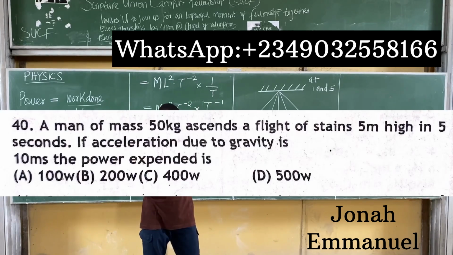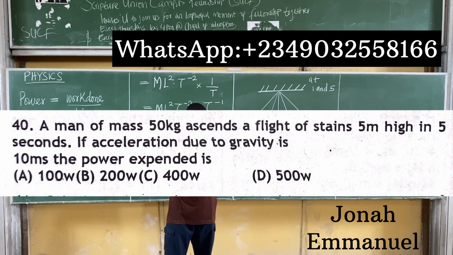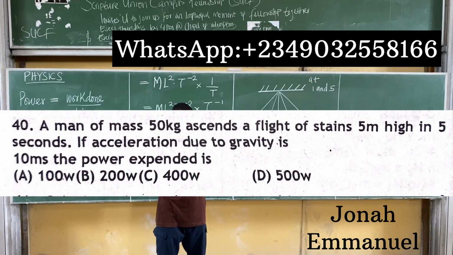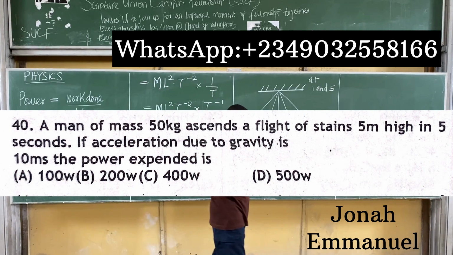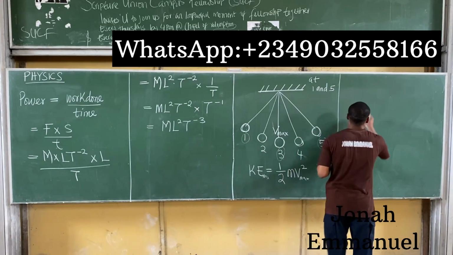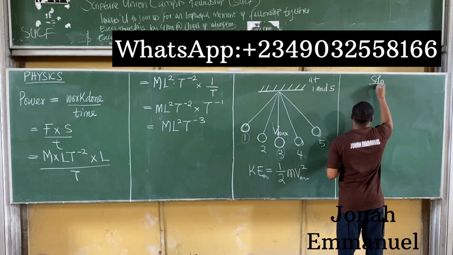Next up says a man of mass 50 kg ascends a flight of stairs 5 meters high in 5 seconds. If acceleration due to gravity is 10 meters per second squared, the power expended is dash. Well, let's get this done. So here, solution, we are being asked for power.